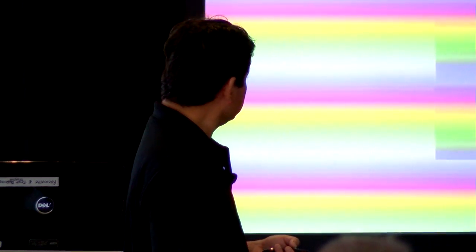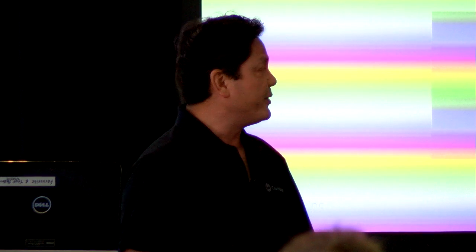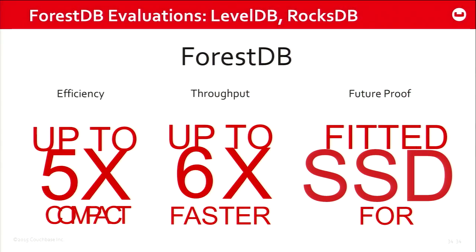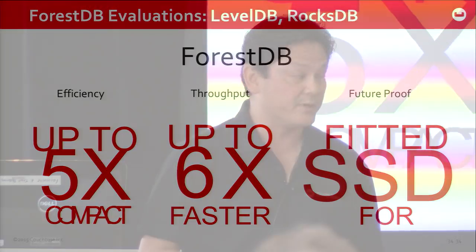And we wanted to design an engine that scales from a small device on mobile for Couchbase Lite all the way to a big server in the cloud for Couchbase Server. And we call our engine ForestDB. I don't have time to go into the details of ForestDB. Based on internal benchmarks, the structure that we came up with is 5 times more compact when compared to LevelDB from Google and RocksDB from Facebook. It's up to 6 times faster in a variety of workloads. And it's designed to take advantage of SSD technology.